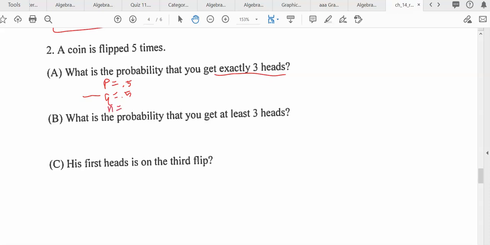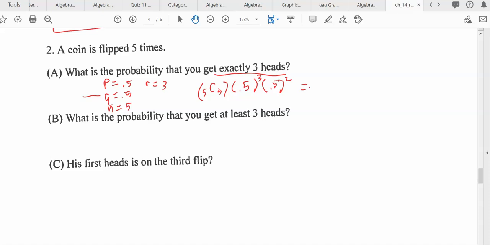N is flipped 5 times. And R is equal to 3. So just plug it into the formula. Recognize this is binomial. So it'd be 5 choose 3, times 0.5 to the 3rd, times 0.5 to the 2nd. And type that in your calculator.